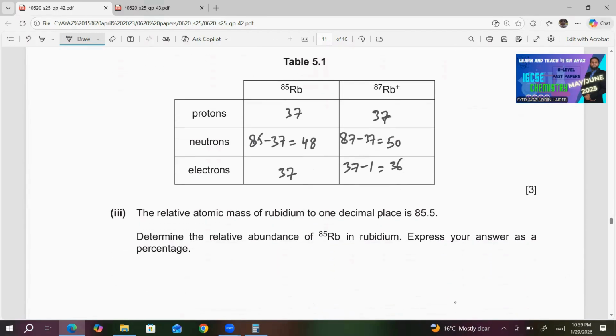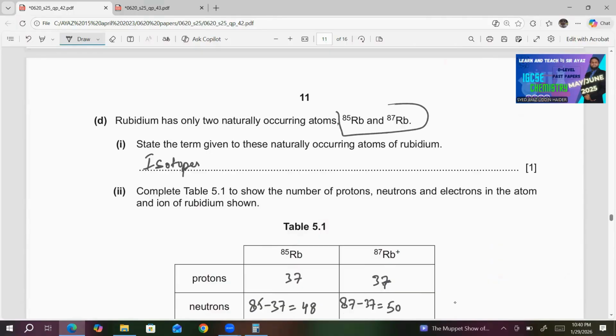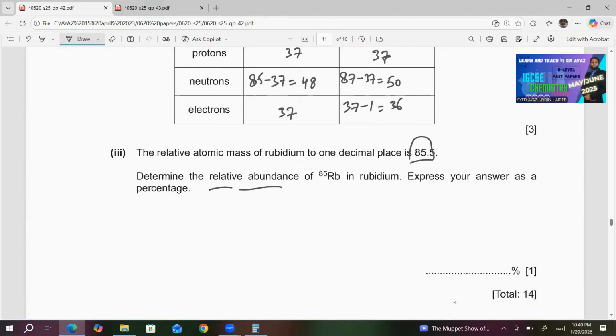The relative atomic mass of rubidium to one decimal place is 85.5. Determine the relative abundance of RB85 in rubidium. Express your answer as a percentage. Now they are asking the relative abundance of RB85. We have two isotopes. So if I consider RB85 as X, then RB87 will be considered as 100 minus X.